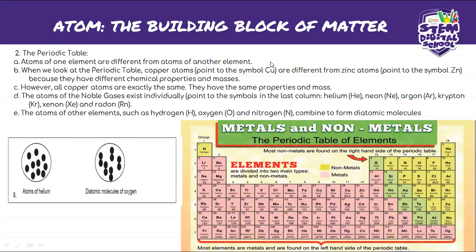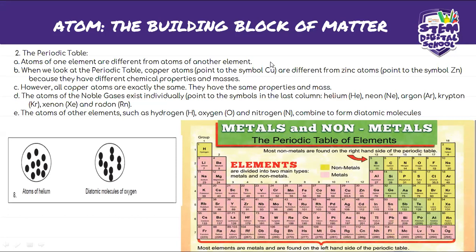The atoms of other elements such as hydrogen, oxygen, and nitrogen can combine to form what? Diatomic molecules. But the noble gases cannot combine to form diatomic molecules because their outermost shells are already filled up, so they cannot share. Okay, so you take note.